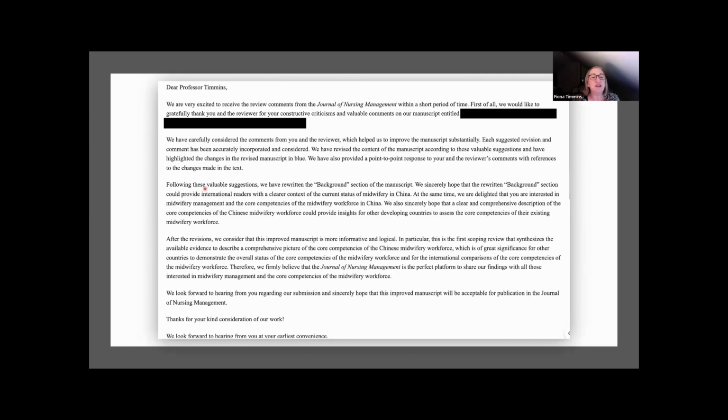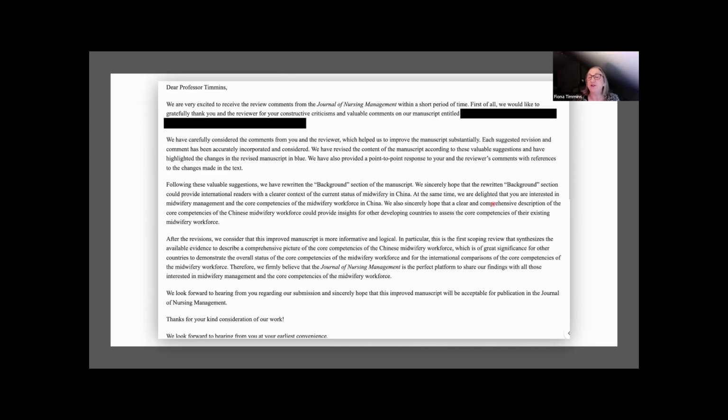But what I thought was interesting is here, following these valuable suggestions, we have rewritten the background section of the manuscript. And we sincerely hope that it could provide international readers with a clearer context of the current status of midwifery in China. At the same time, we're delighted that you're interested in midwifery management and the core competencies of the midwifery workforce in China.